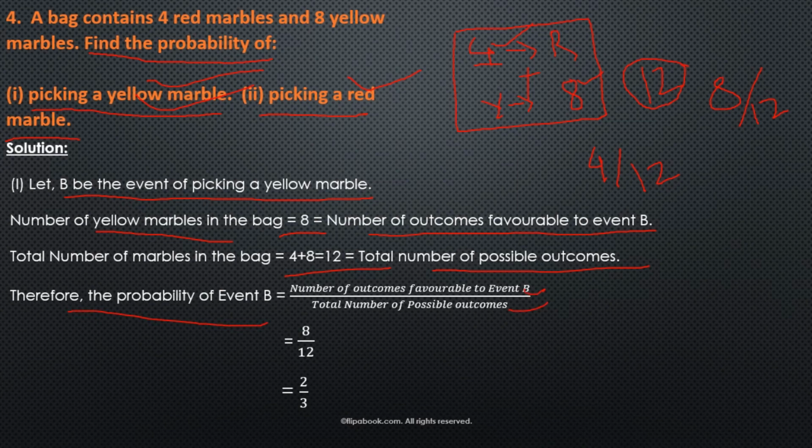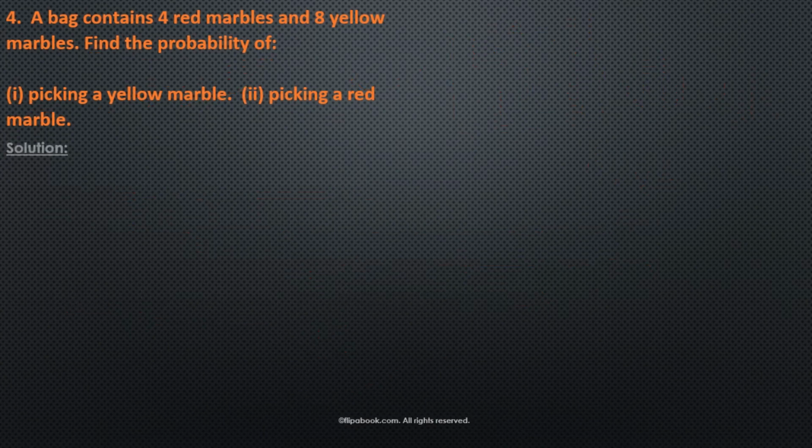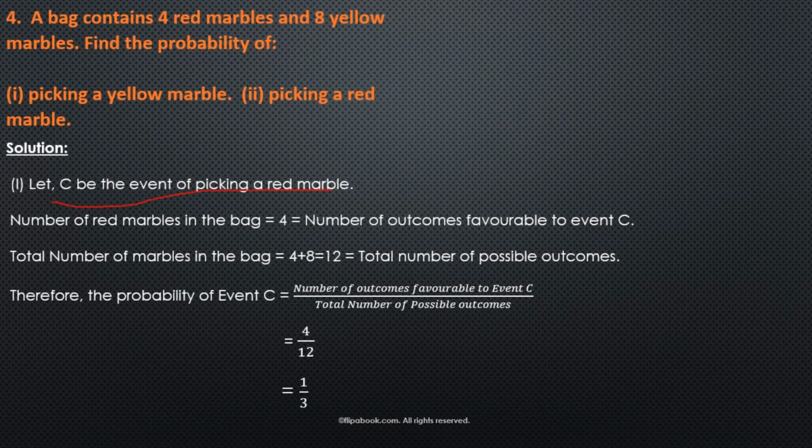Similarly, the next one. Let's see with the event of picking a red marble. There are 4 red marbles here. So these are the outcomes that are favorable to this particular event. Again, there are a total of 12 marbles and this is the total number of possible outcomes. You write the same formula replacing this event. Replace the values. The number of outcomes favorable to event C is 4 and 12 is the total number of possible outcomes. So on cancelling out the common factor, this will give you the answer. Okay, move on to the next question.